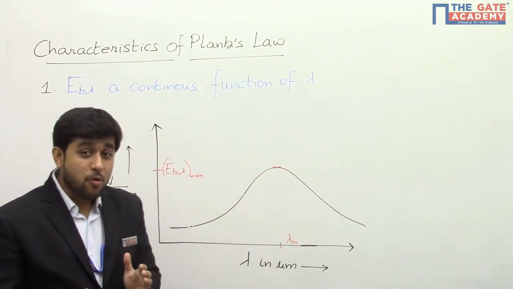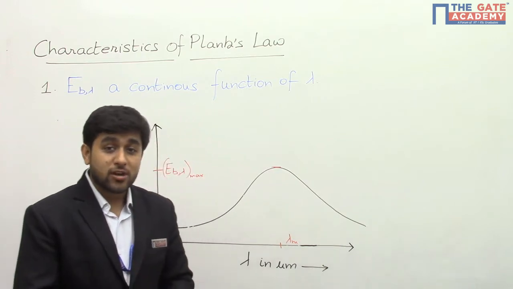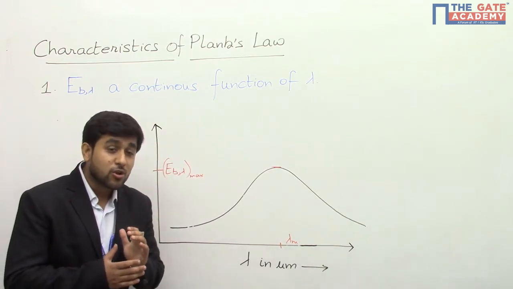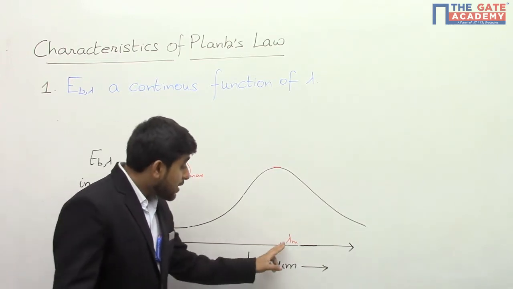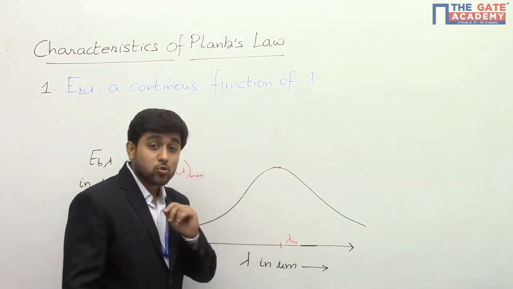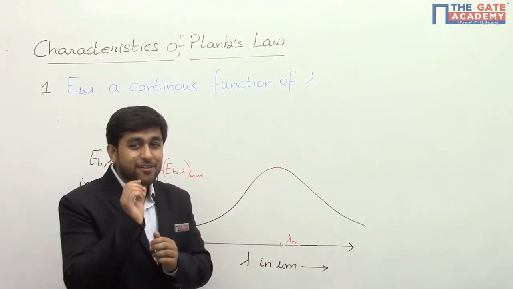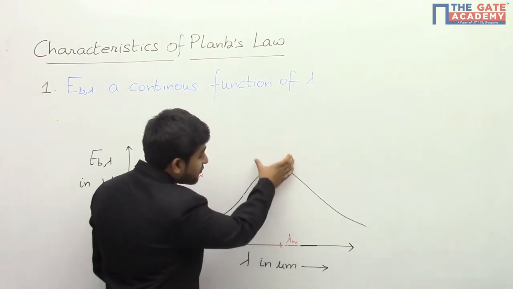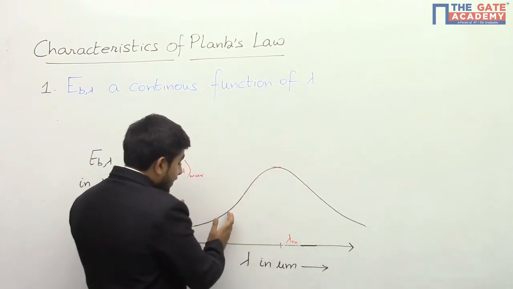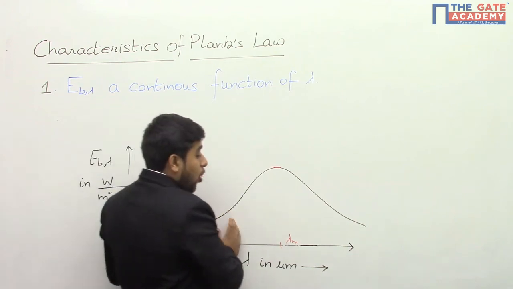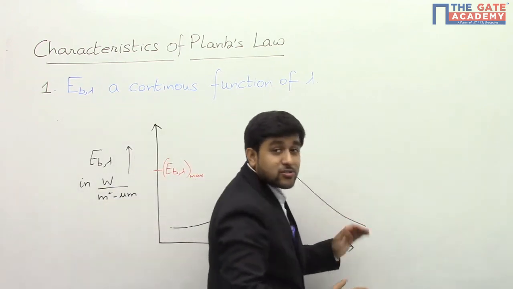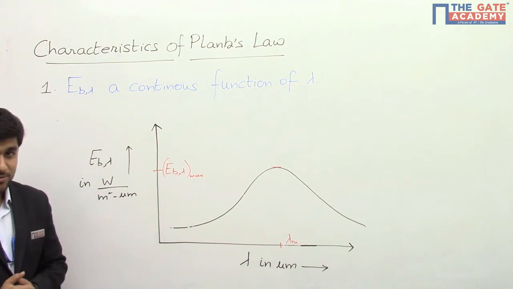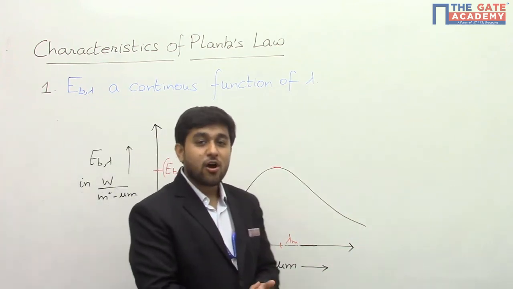Similarly, if we talk of bodies which are at room temperature, for example, bodies having a temperature of 300 Kelvin, this lambda m is like 9.72 micrometers, which lies in the infrared radiation band. So maximum energy is emitted in the infrared radiation band, while in light, ultraviolet, or radio waves, the energy emitted is comparatively less. Okay, let us see the second feature of Planck's law.